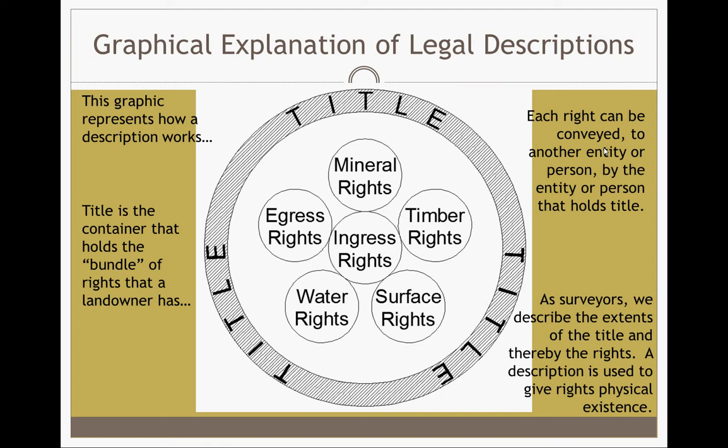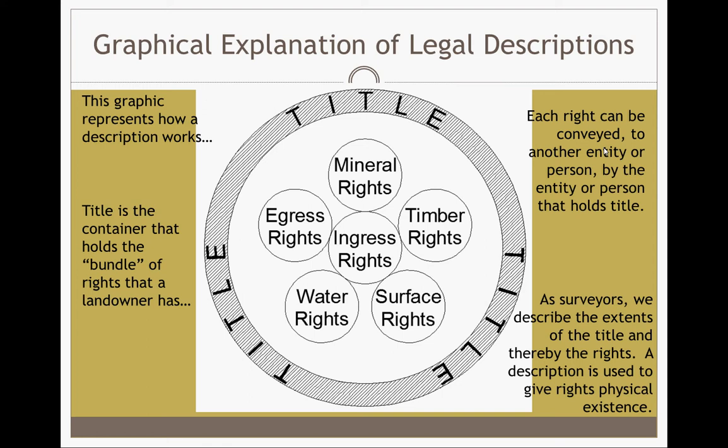So I want you to look at this with me for just a minute. First of all, we have title on the outside. Okay, title is the container that holds the bundle of rights that a landowner has. So for instance, when you own land, you have the mineral rights to the land. You have the egress rights. You have the ingress rights. That's coming onto and leaving your land. You have timber rights or rights to the things that are grown on the property, also like agricultural rights. You have water rights, rights to water, and we've talked about those already, where you have water passing through. And then we have surface rights, use of the surface of the land.